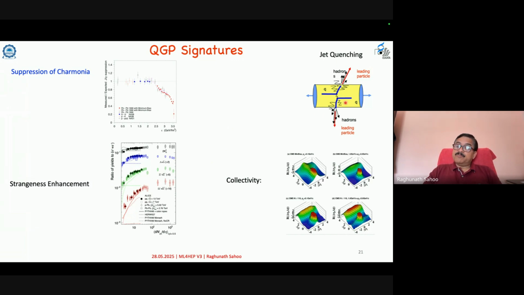If I have a dense medium formed, the jets, which are essentially the conical bunch of particles formed from the initial partonic interactions, can be quenched in the dense medium. This can actually be a hint of quark-gluon plasma or the dense medium formed. And there is also collectivity; azimuthal correlation analysis will tell me that this collectivity can also be a signature of quark-gluon plasma. And there are also dileptons and photons. There are several quark-gluon plasma signatures, but I have only noted a couple of things here.